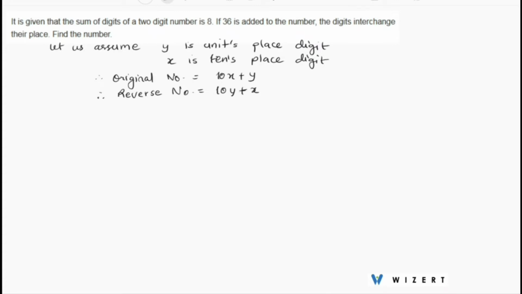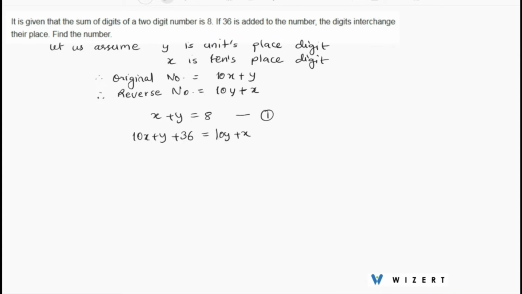Now in the first part of the question it is given that the sum of the digits is 8. So x plus y equals 8. Let's name it equation 1. And we are given that if 36 is added to the number, the digits interchange their place. So 10x plus y plus 36 is equal to 10y plus x.